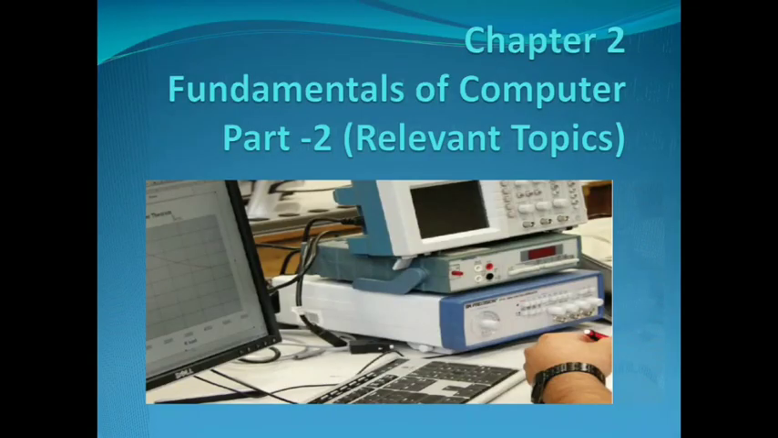Let's start the session. Today we'll start with part 2 of the chapter Fundamentals of Computer. We are going to discuss the relevant topics to the fundamentals of the computer. Whenever we talk about the fundamentals of computer, what are the topics which directly strike our mind? So we are going to discuss those topics.